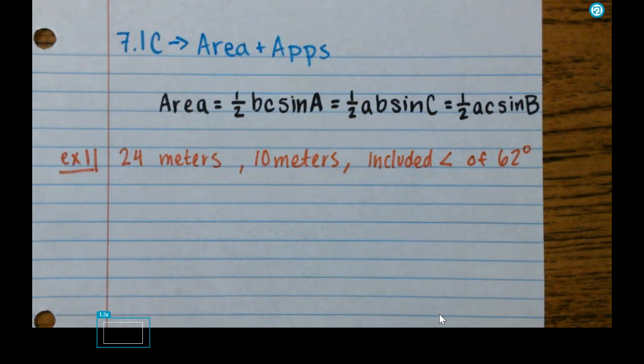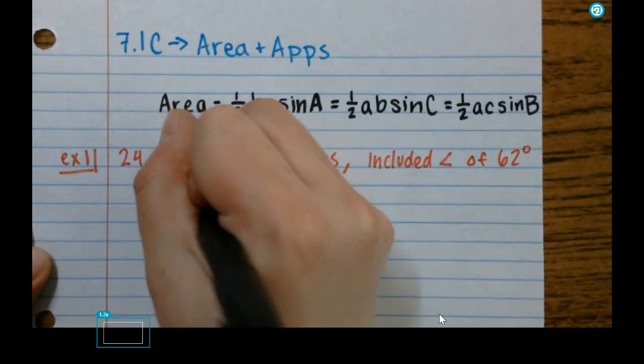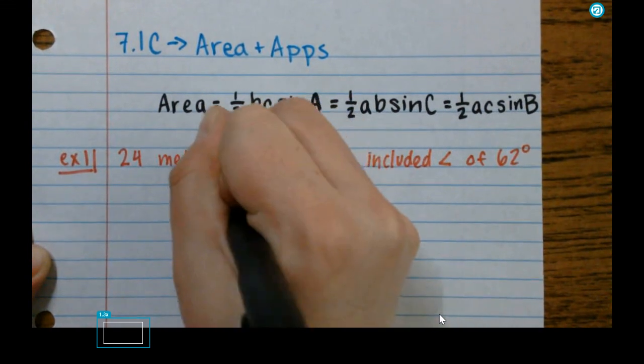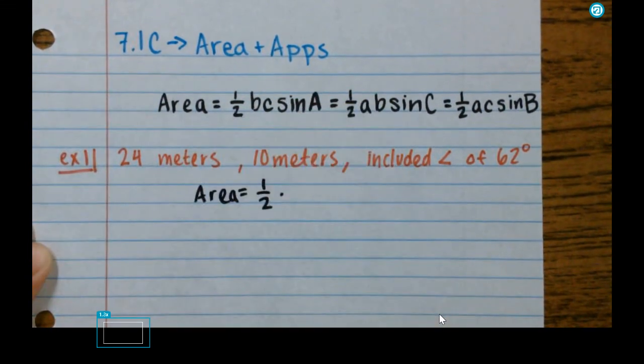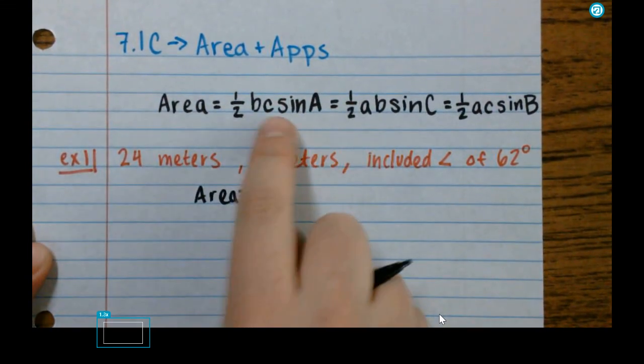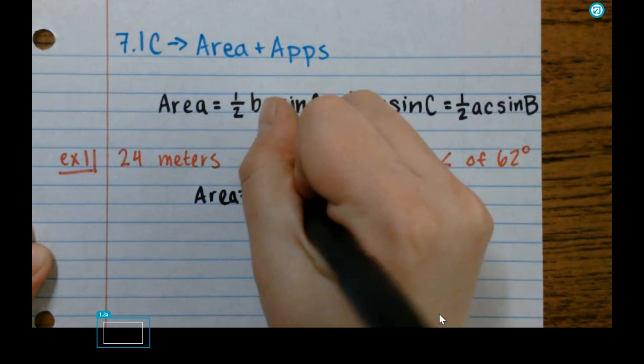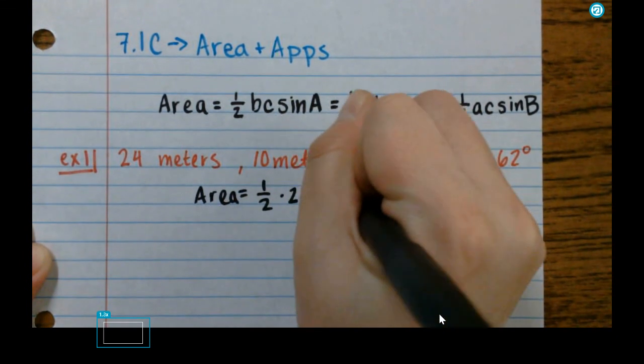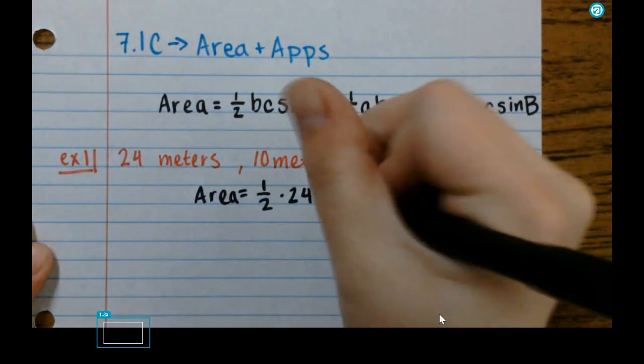And then we can use any version of this because we could draw a triangle and label the angle A, and then the sides would be B and C. We could label it C, and the sides would be A and B, or we could label it B, and the sides would be A and C. It doesn't matter. So all we do is say area is 1/2 times our 2 sides, so 24 and 10, and then sine of 62 degrees.